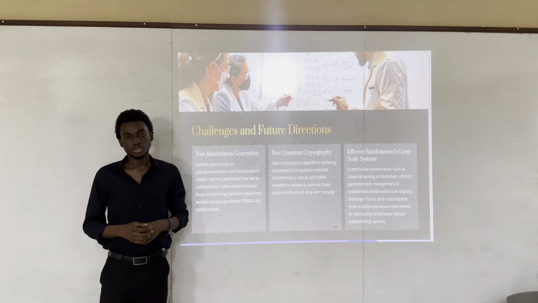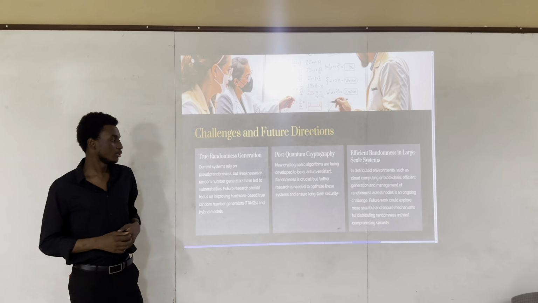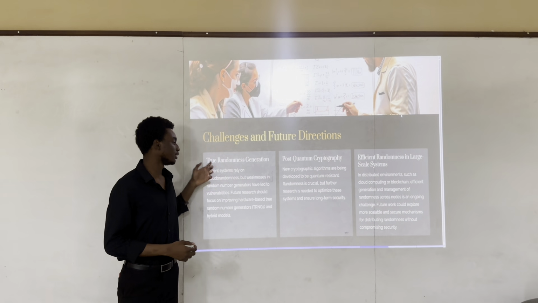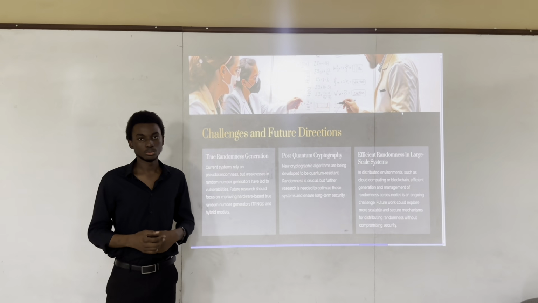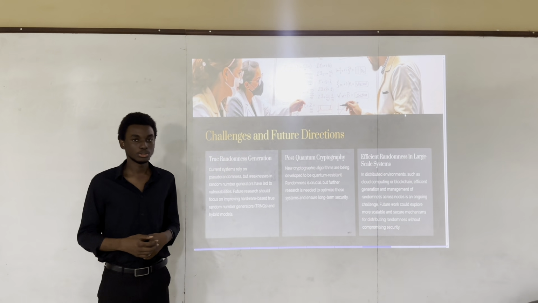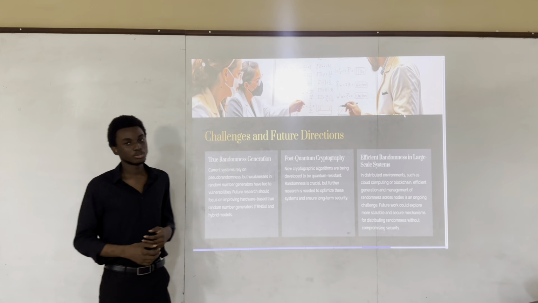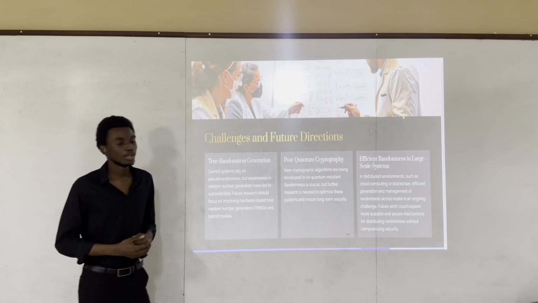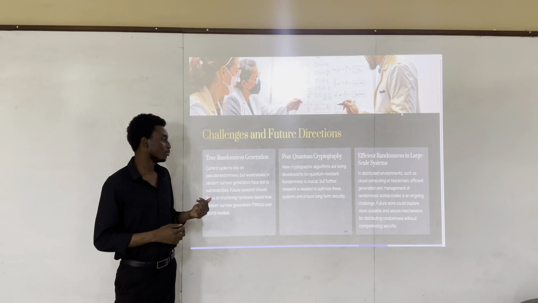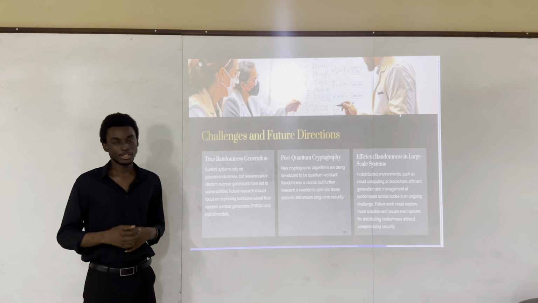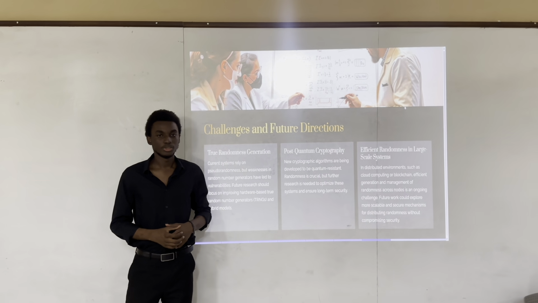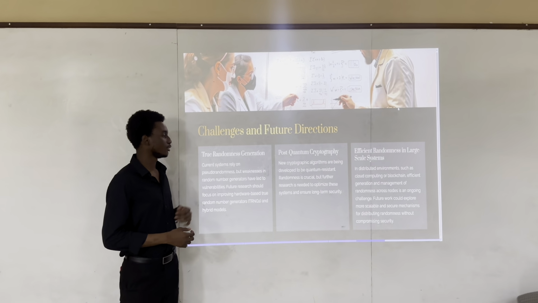Lastly, efficient randomness in large-scale systems. In distributed environments such as cloud computing or blockchain, efficient generation and management of randomness across nodes is an ongoing challenge. Future work could explore more scalable and secure mechanisms for distributing randomness without compromising security. By addressing these gaps, this research will contribute to the advancement of secure and efficient cryptographic systems, particularly in the areas of post-quantum cryptography, secure randomness generation, and the design of more resilient distributed cryptographic protocols.